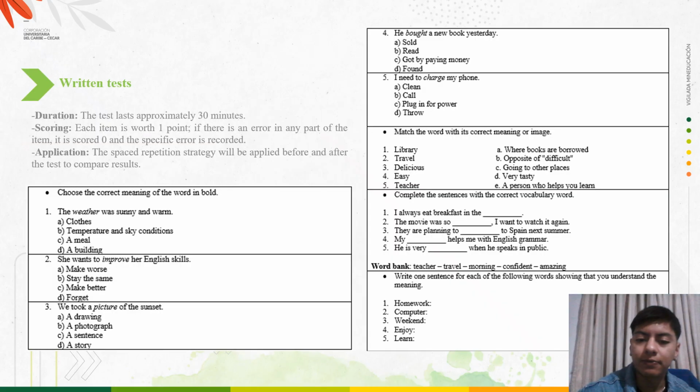Written test. Tests lasted about 30 minutes and were given before and after the intervention. Each question was awarded 1 point and incorrect answers were marked with 0. The test included vocabulary comprehension in context, word usage, matching, and short writing. This instrument showed whether students actually understood and applied vocabulary learned through spaced repetition.